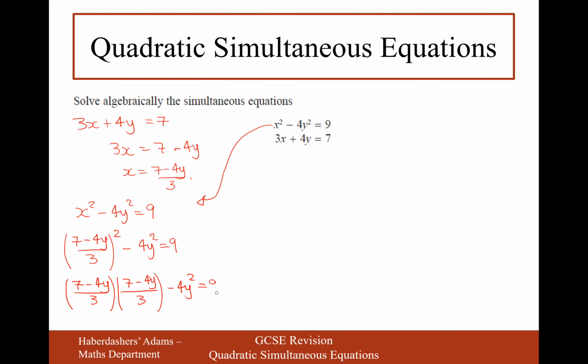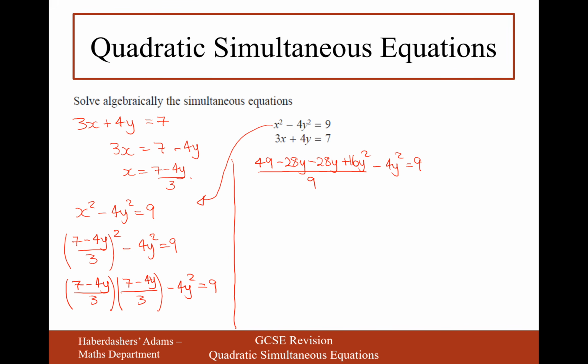Okay, so this is what it's going to look like as we now start to expand it. We're going to expand the top with the top and the bottom with the bottom. So it's going to be 49 minus 4 times 7, that would be minus 28y, minus another 28y, and then minus 4y times minus 4y, that will give us plus 16y², and all of this is going to be over 3 times 3, which is 9. That would be minus 4y² equals 9.